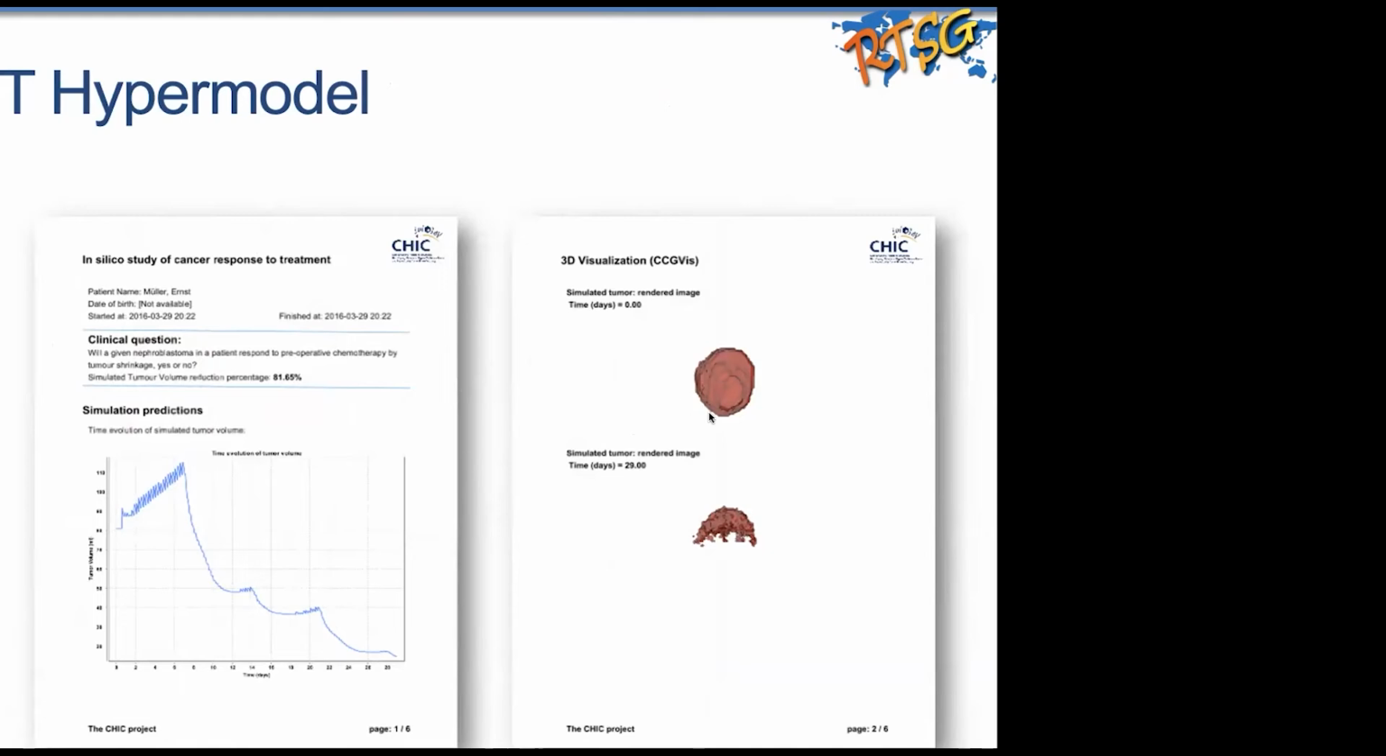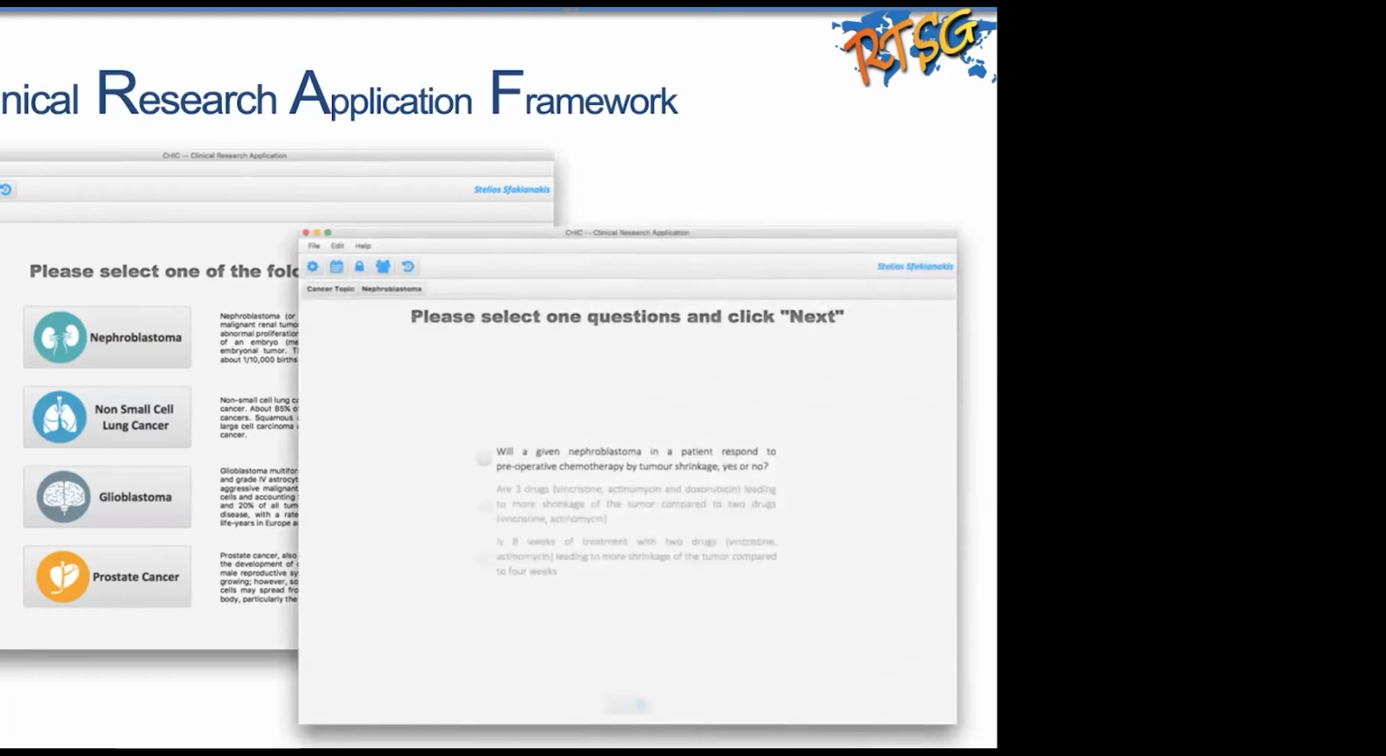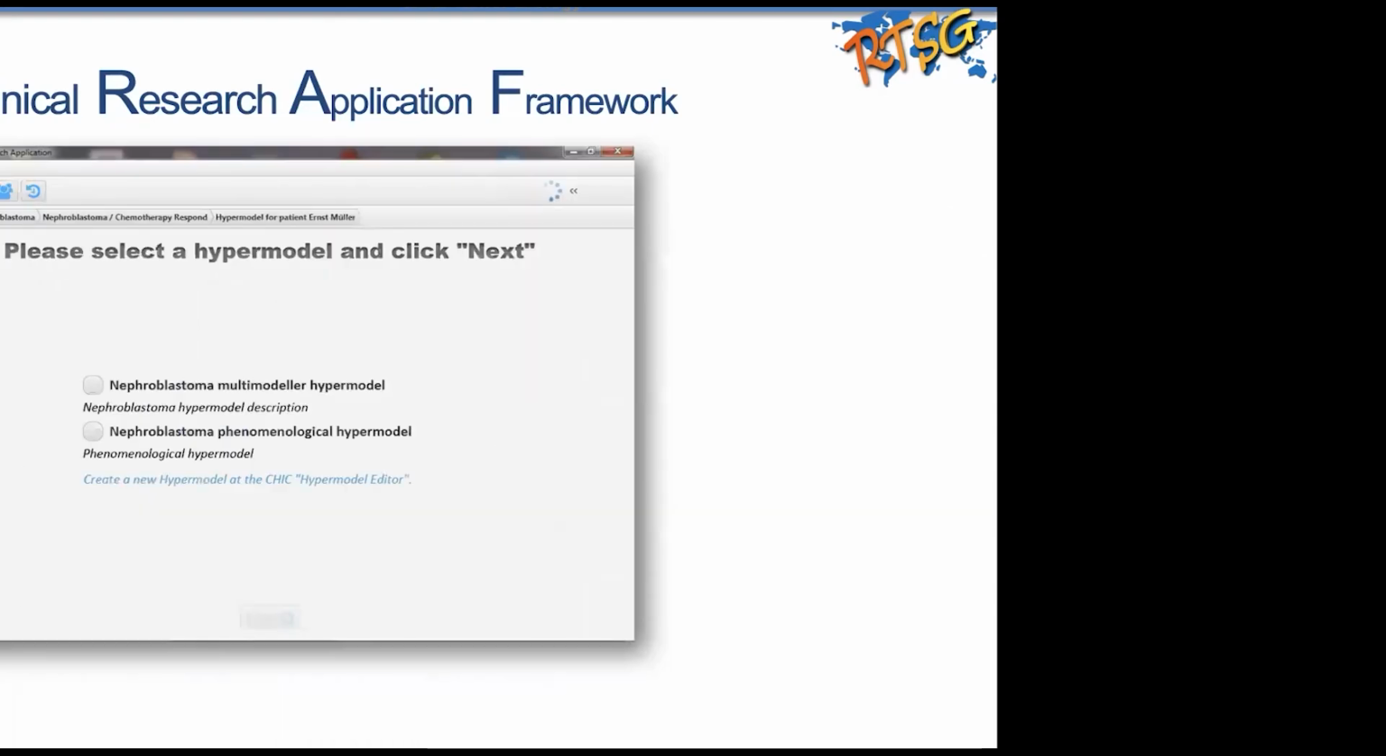And the tumor at the time of diagnosis, and the tumor after the preoperative chemotherapy. And this is put into a clinical research application framework. And we have not only looked into nephroblastoma, but also other tumor types such as non-small cell lung cancer, glioblastoma, and prostate cancer. And we have built up this tool, which is now refined again.